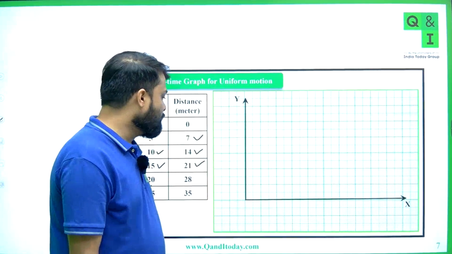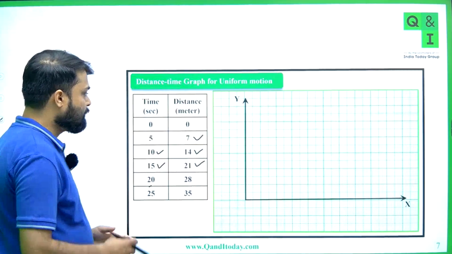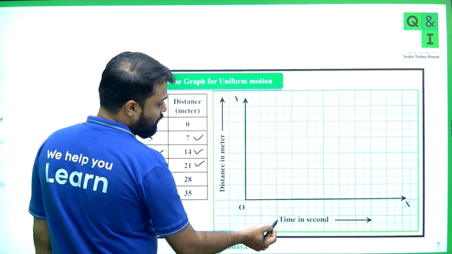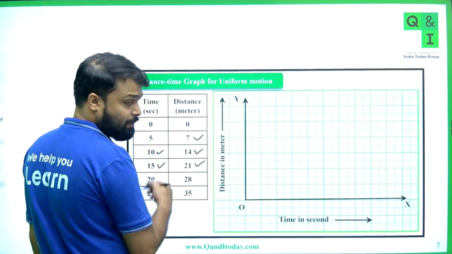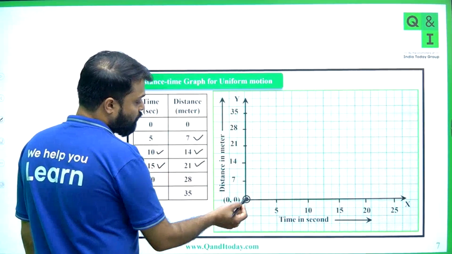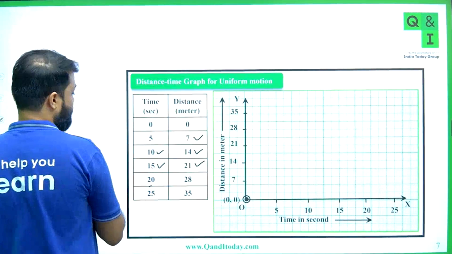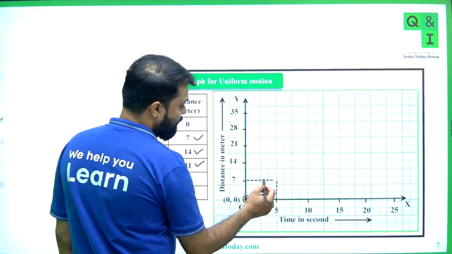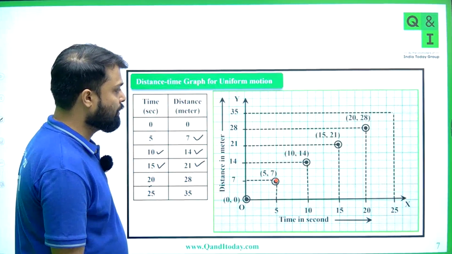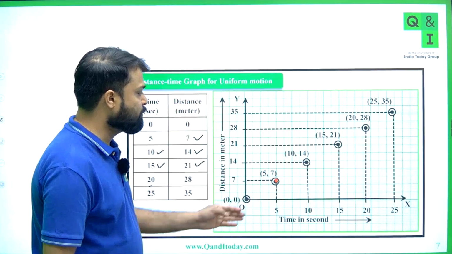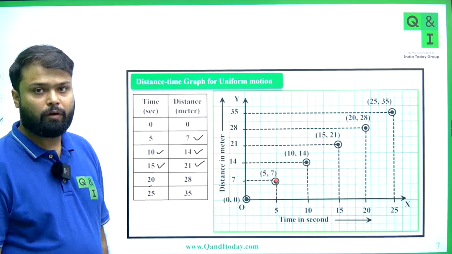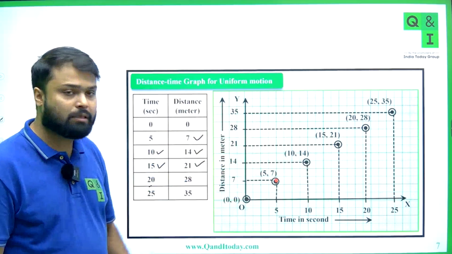Now if we plot these values on the graph, this is our origin 0, 0. On the x-axis we take time, on the y-axis we take distance. Initially we are at 0, 0. After 5 seconds, we cover a distance of 7 meter. Similarly, if we plot all the values given in the table, we will get these points. For different values of time, we have different values of distance covered.